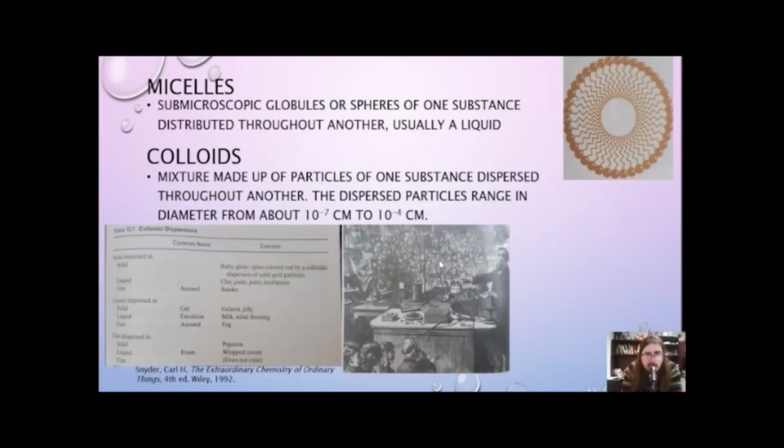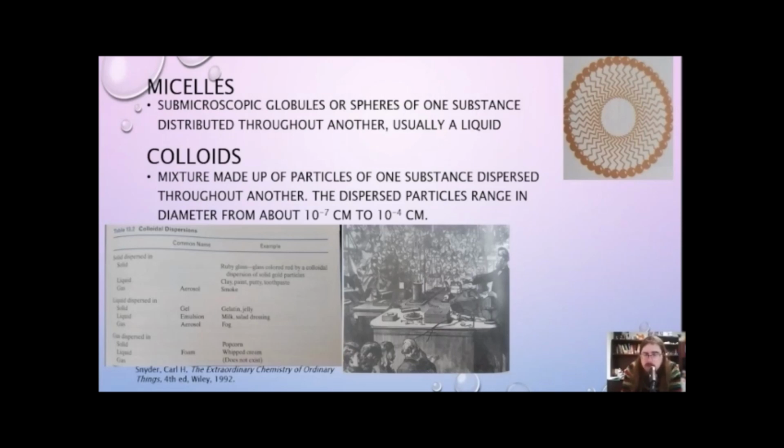Well, when I add too much soap, something strange starts to happen. We can no longer accommodate the soap on the surface, and so we form something known as a micelle that forms in the center of solution. A micelle is a submicroscopic globule or sphere of one substance distributed through another, usually a liquid. So this micelle is the glob of soap that's going to form up, so all the tails are in the center, all the heads are on the outside.